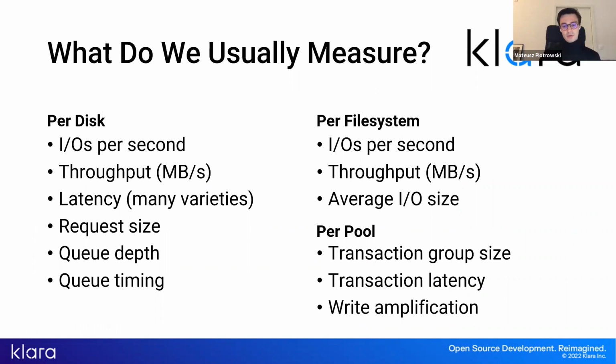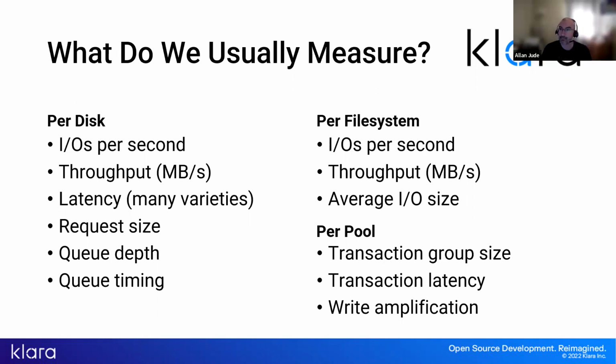And then what do we usually measure when we measure ZFS? In case of disks, we measure IOs per second, the throughput, latency, request size, queue depth, and timing. For file systems, which is an alternative name we use for datasets from time to time, we often focus on IOs per second, throughput, or average IO size. And we can also have something in between the disks and the file systems, which are pools. In case of pools, we focus on transaction group size, transaction latency, or write amplification.